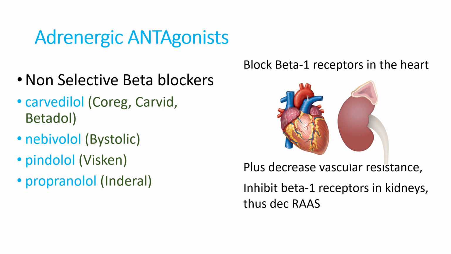Non-selective beta blockers are useful for hypertension, angina, arrhythmias, migraine prophylaxis, and essential tremors. Side effects to watch out for include bradycardia, fatigue, hypotension, and cold extremities. These drugs should be avoided for patients with asthma and COPD because they can cause bronchoconstriction.